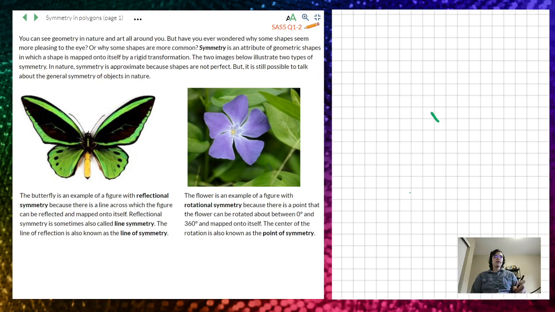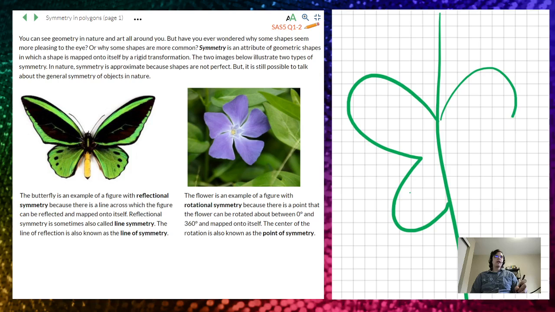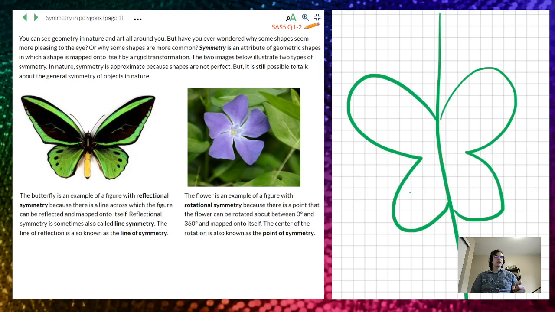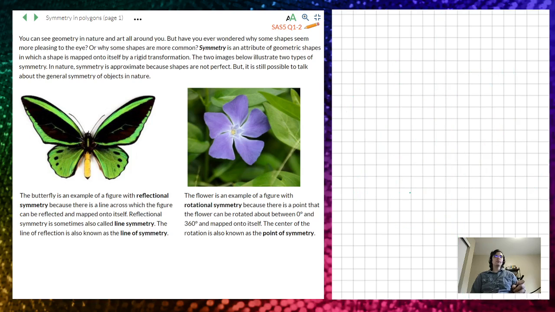Why is that? Because if I take my butterfly, one half of it, I reflect that, and it gives me the other half of the butterfly. This line of reflection in the middle is what we call the line of symmetry. Okay? That is the line of symmetry. Now, not all things are reflectional, right? Like we've just seen. Some of them are rotational.